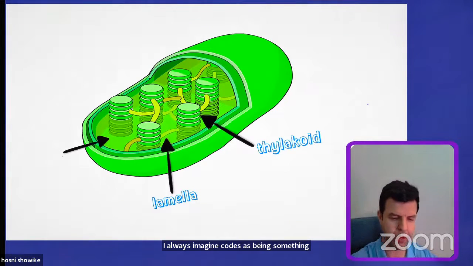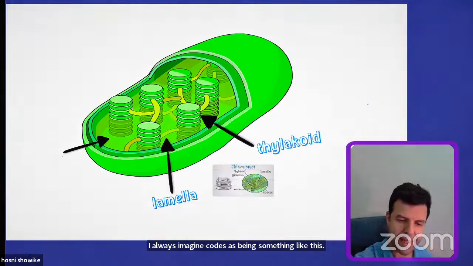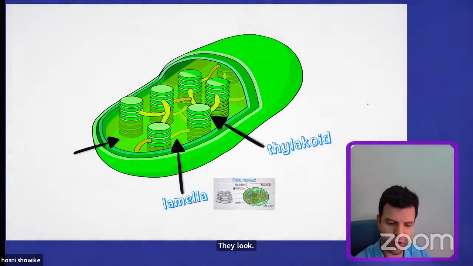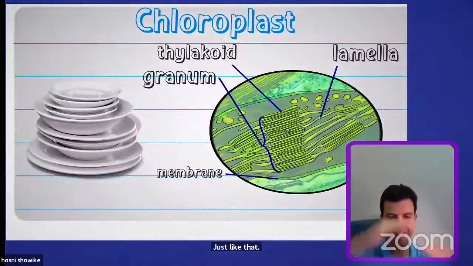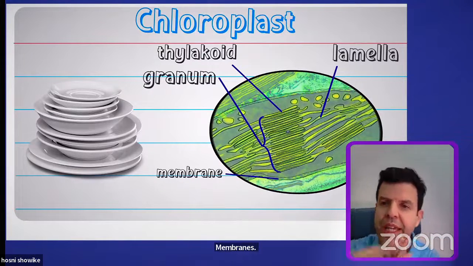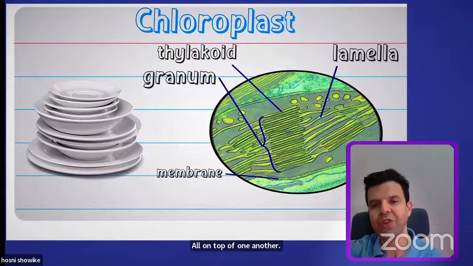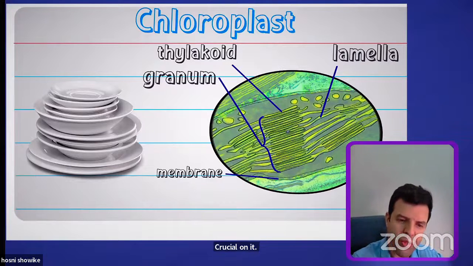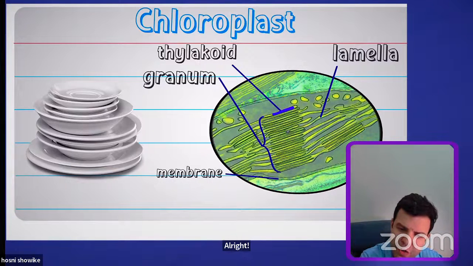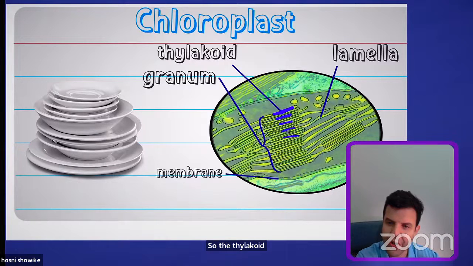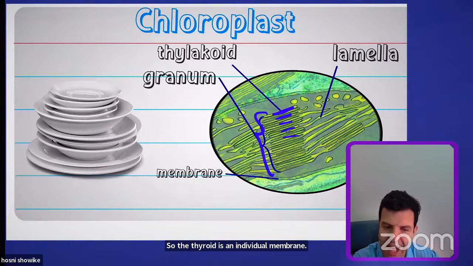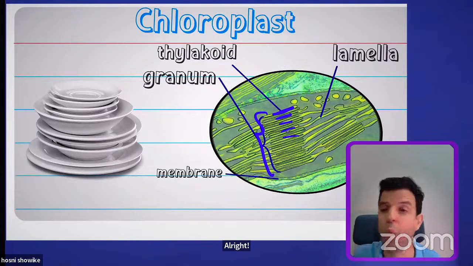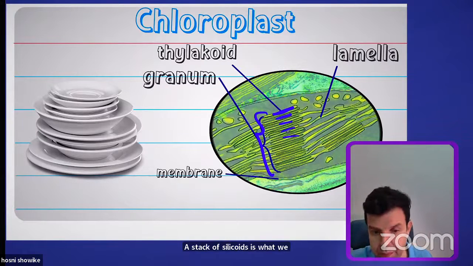They look just like that, like stacks and stacks of membranes, all on top of one another. Each plate has chlorophyll on it. All right. So the thylakoid is an individual membrane. A stack of thylakoids is what we call a granum.